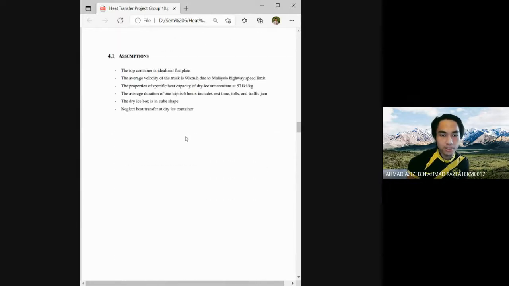Next, I will explain the assumptions that we use in this project. The first one is the top of the container is an idealized flat plate. The second one is the average velocity of the truck is 90 km per hour due to the Malaysian highway speed limit. The third one is the specific heat capacity of dry ice is constant. As I said earlier, we searched on the internet and found that the value is 571. Next, we assume the duration of one trip is around 5 to 6 hours, but we specify 6 hours, including rest times, tolls, and traffic jams. Next, we assume the dry ice box inside the lorry container is cube-shaped. And lastly, we neglect heat transfer at the dry ice container.